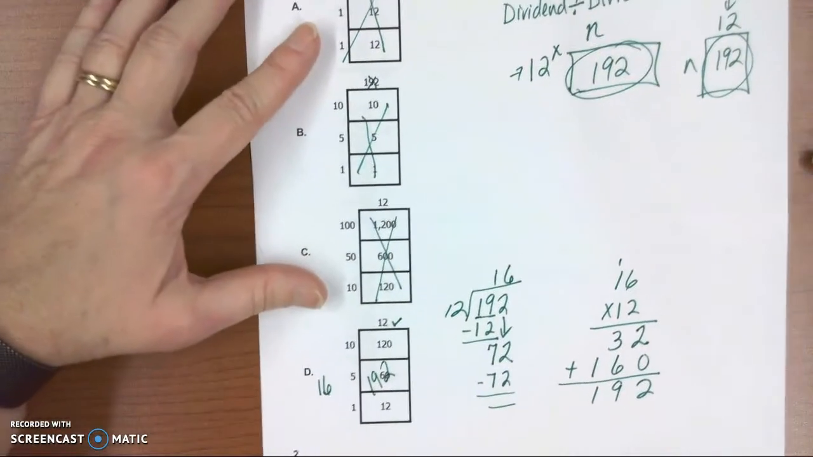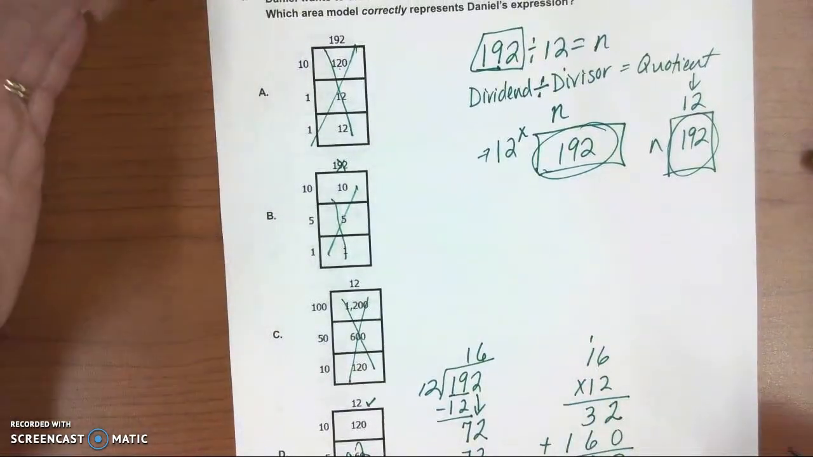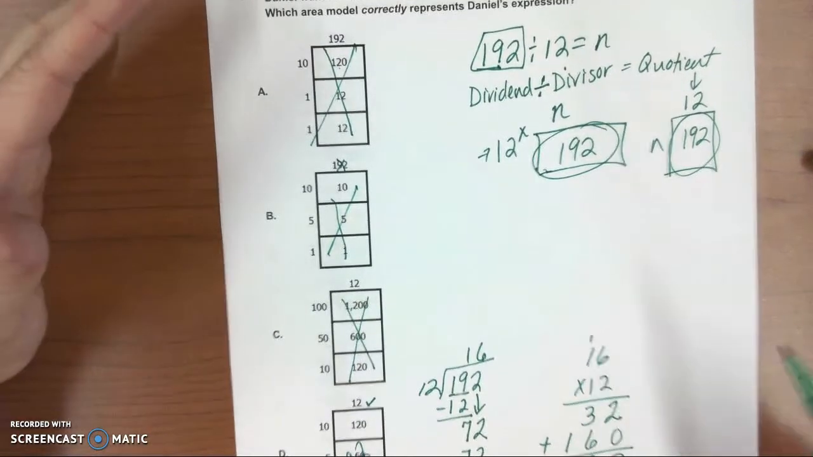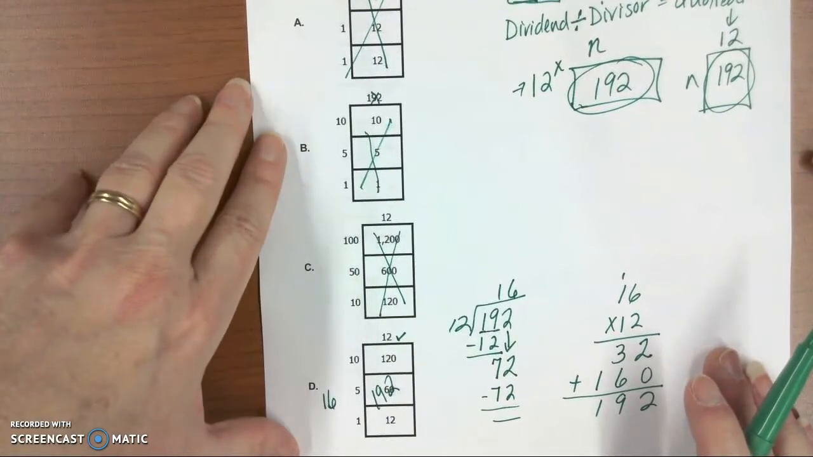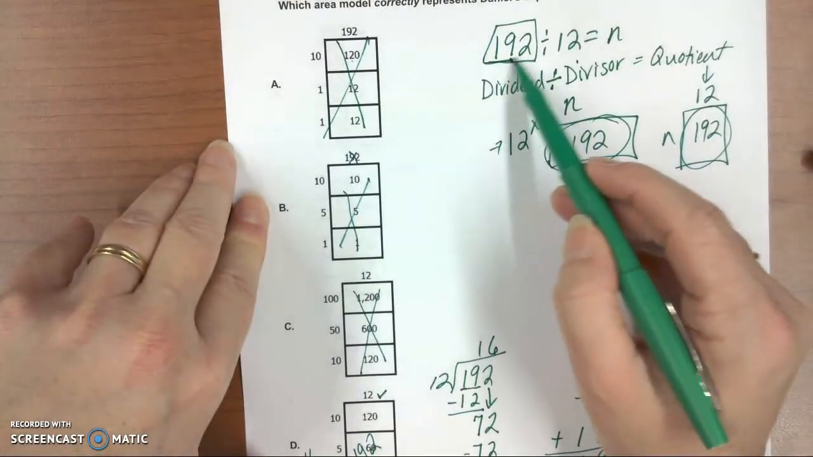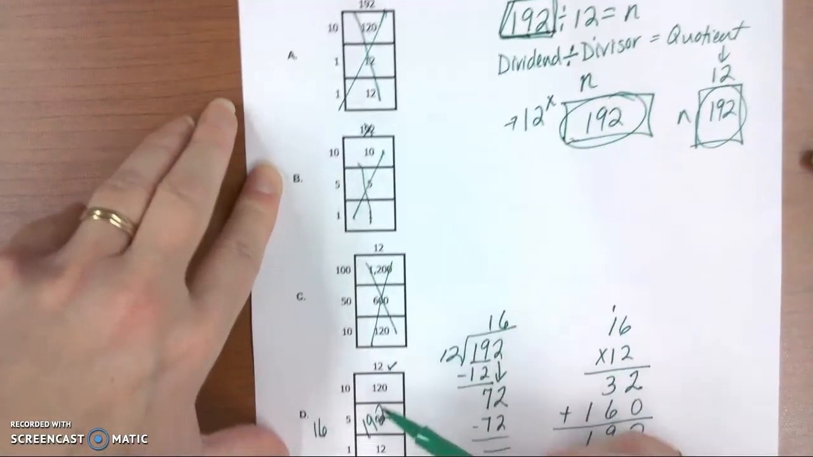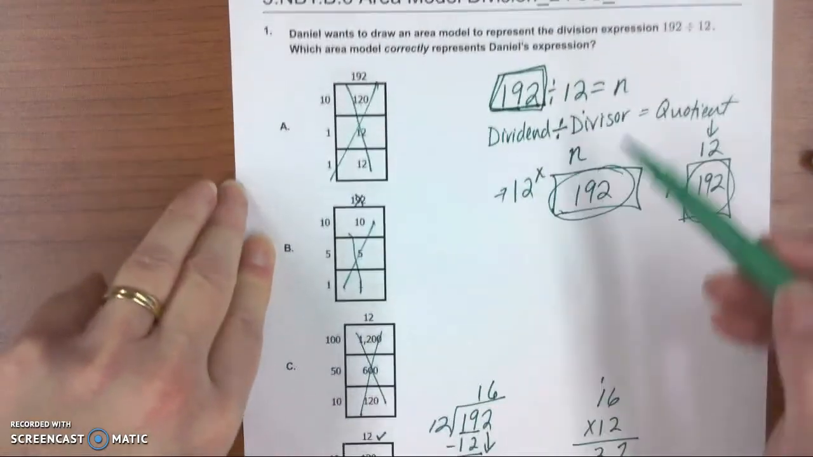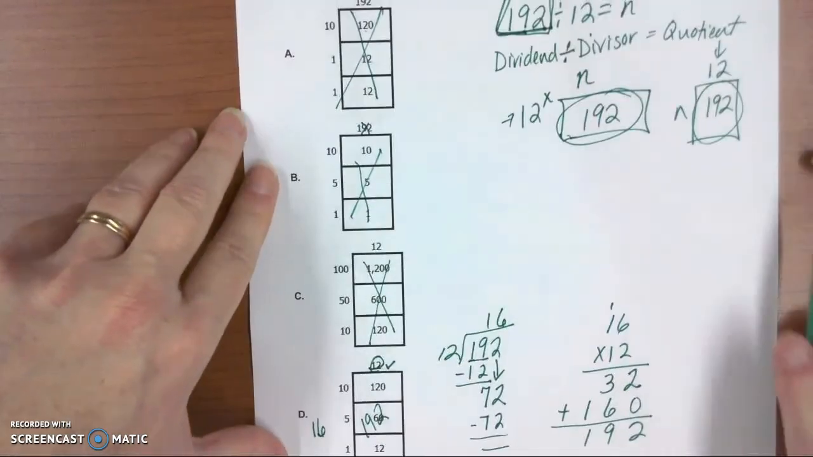So you have to think about it conceptually. We didn't really even have to know that 192 divided by 12 has a quotient of 16. All we had to really know for this problem was that our dividend is 192, so that's what the area had to be inside of the model, right here. And we had to know that our divisor was 12, so there's our divisor on the outside. So that's the answer to that question.